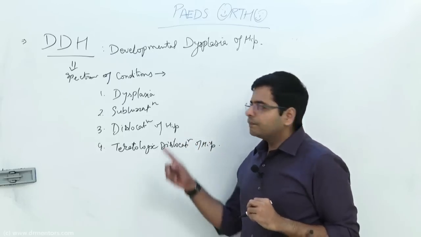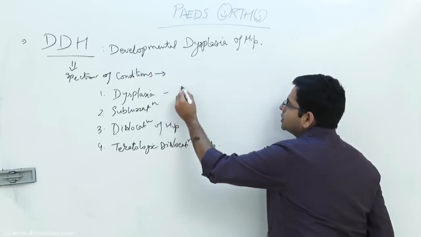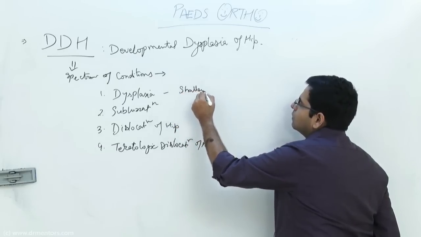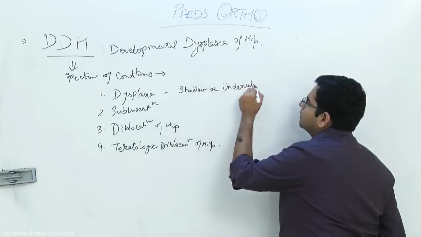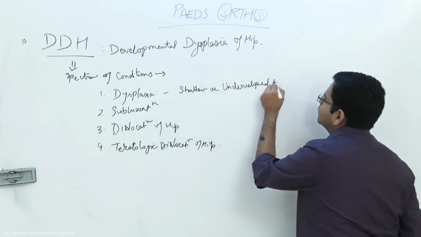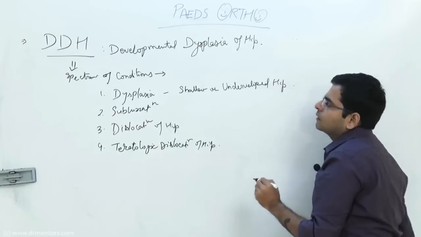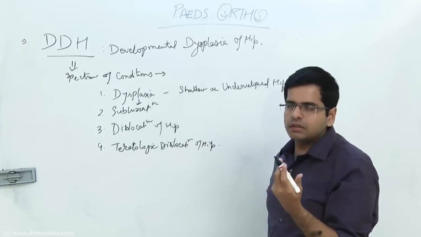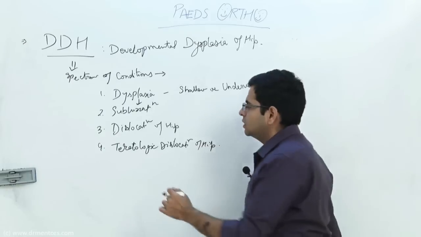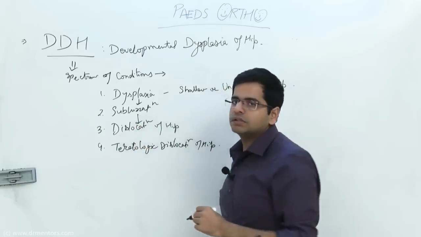Now dysplasia, as we already know, is a shallow or underdeveloped hip. If dysplasia is there, this can lead to subluxation. What is subluxation? That is partial dislocation. This subluxation can lead to dislocation.